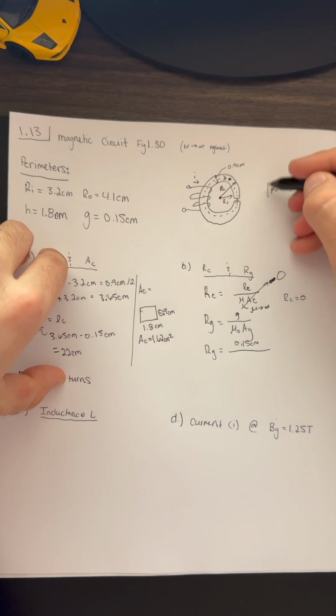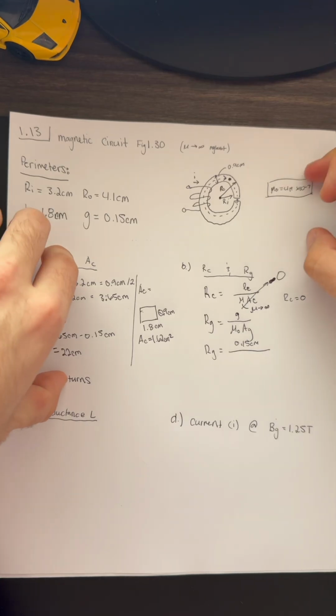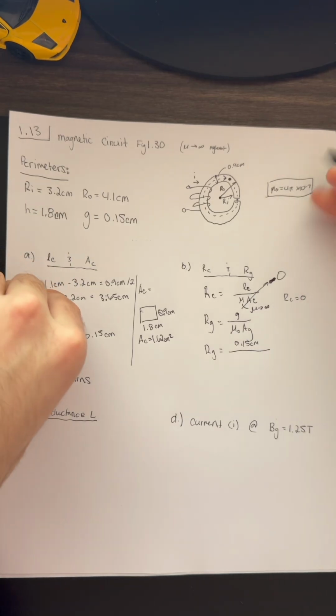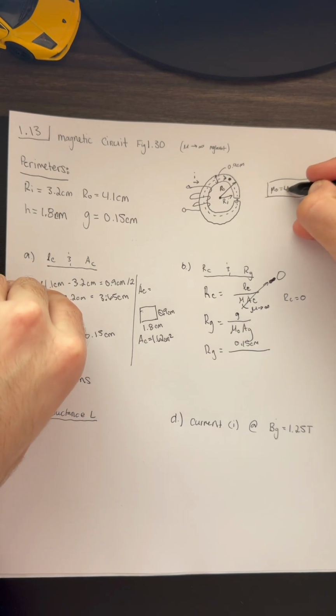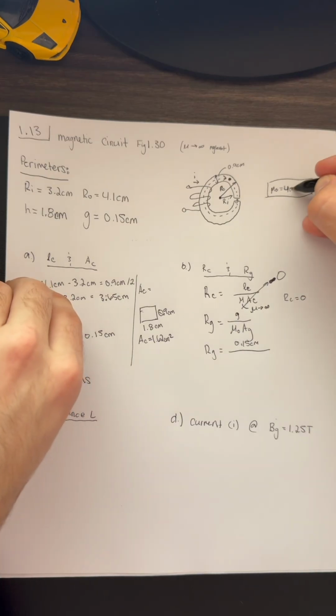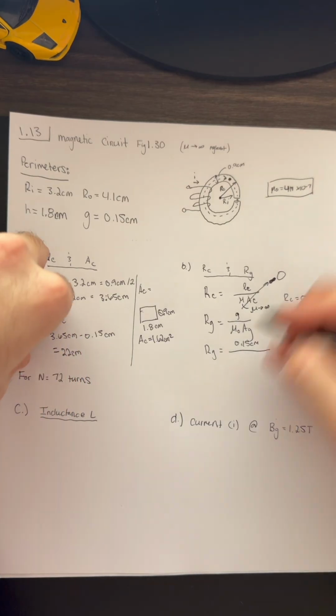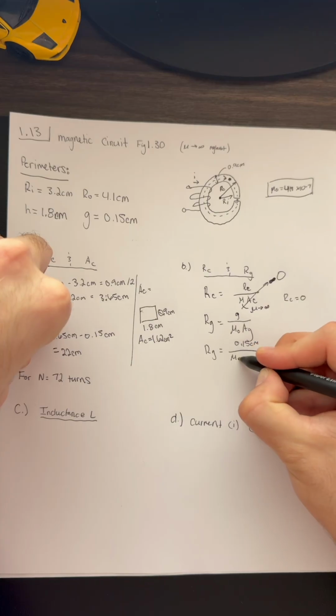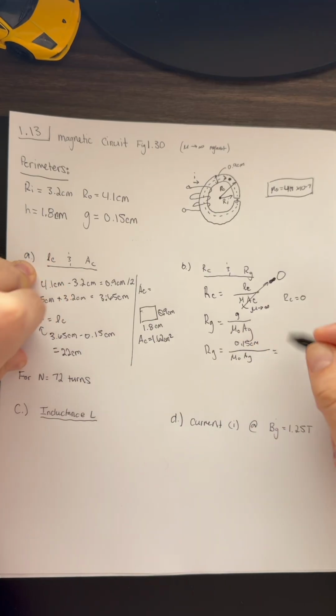This is known. This is always the case. Mu naught is always 4 pi times 10 to the negative 7. This is standard. So mu naught Ag, perfect.